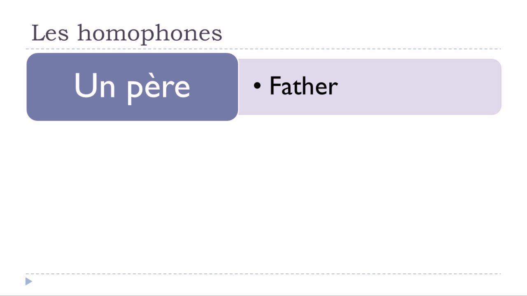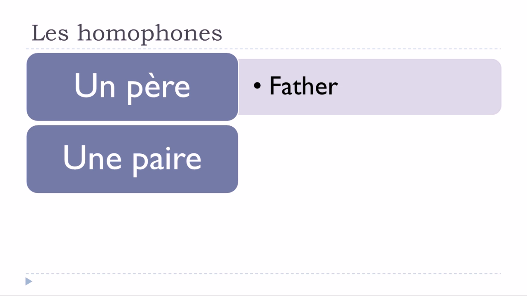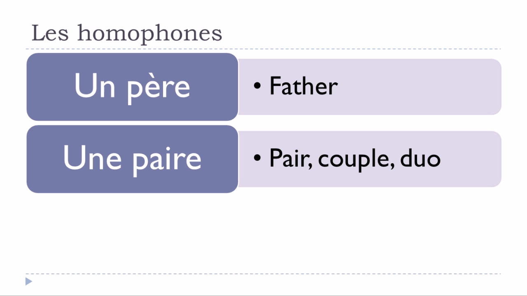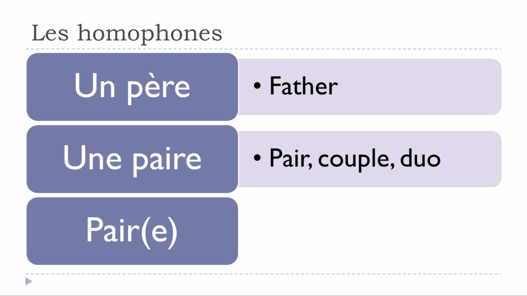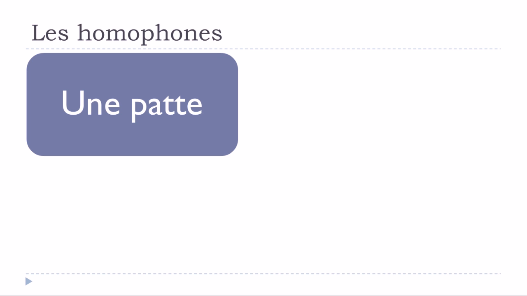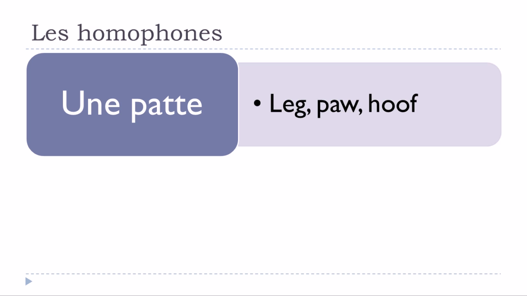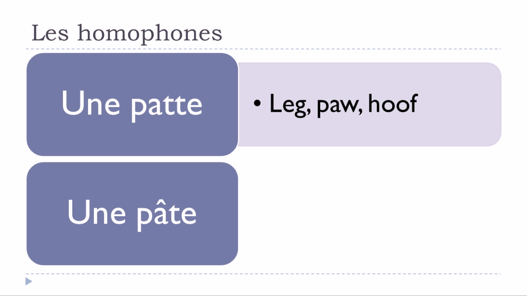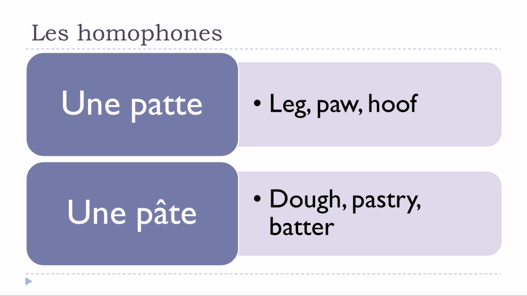Un père, une paire, perd. Okay, so in that case we're talking about the verb. Alright, so perd. So here, un père, une paire, perd. Une patte. Une pâte. Okay? Une patte, une pâte.